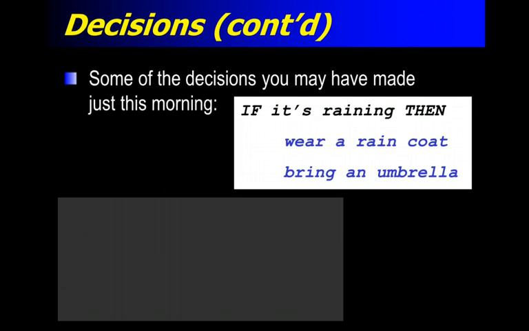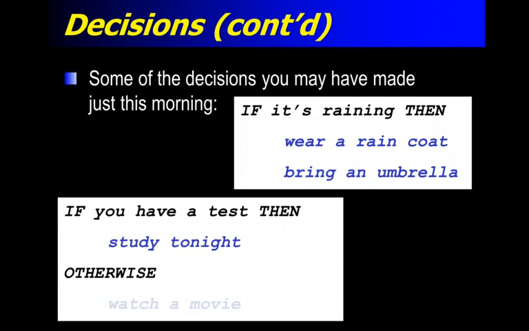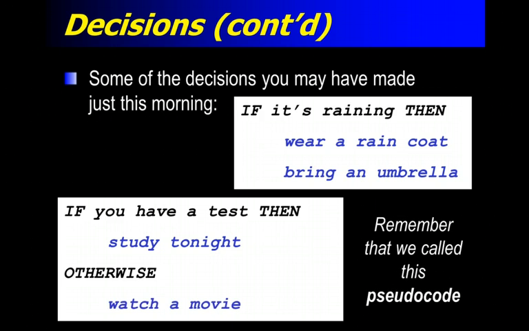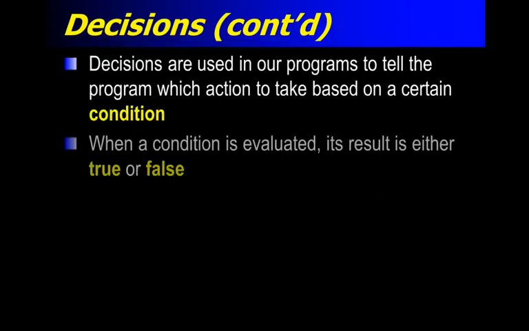Even this morning you might have said, well, if it's raining out, maybe I'll wear a raincoat and bring an umbrella. Maybe tonight you'll think, well, if I have a test tomorrow, then I'm going to study tonight. Otherwise, maybe I'll just watch a movie. Decision making is a big part of your life, and now we want to make it a big part of our programming. And what you see here is what we call pseudocode. It's not really code, but it's written in a way that could be, hopefully maybe later, interpreted into code.